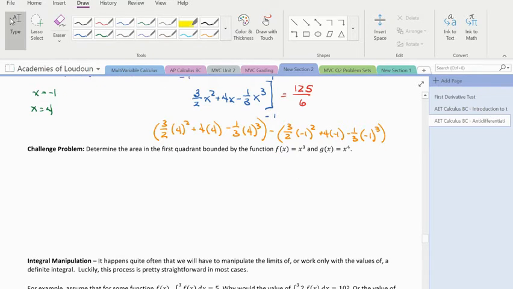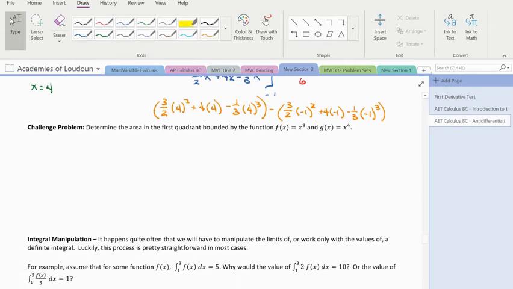Now we will finish the challenge problem in class. But I'd like you to go ahead and think through that one and see if you have some ideas.